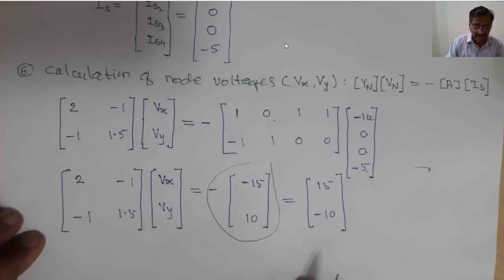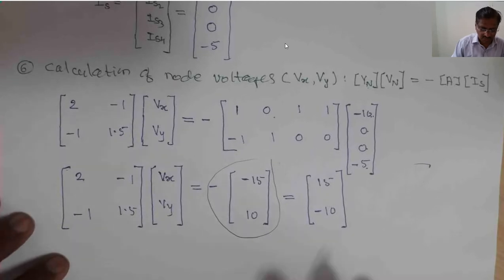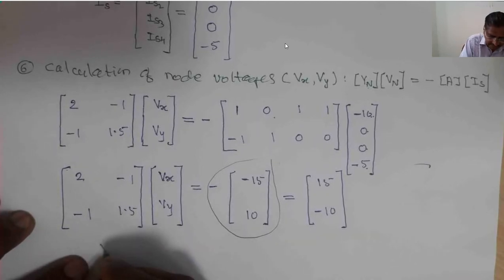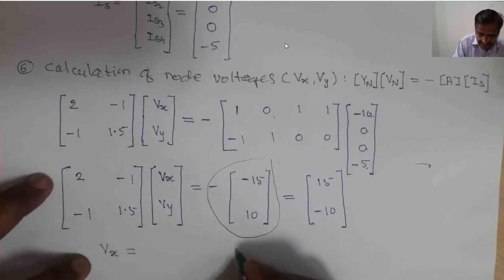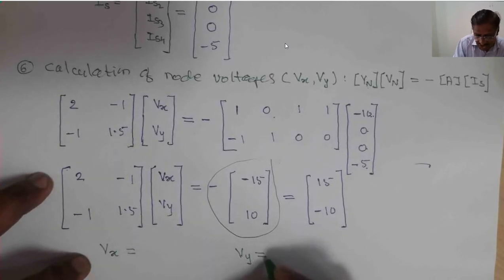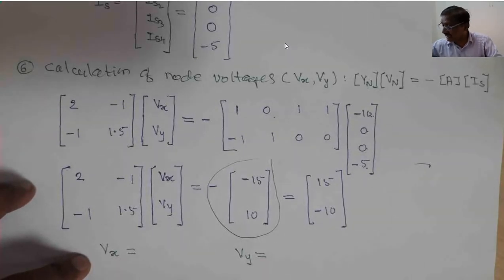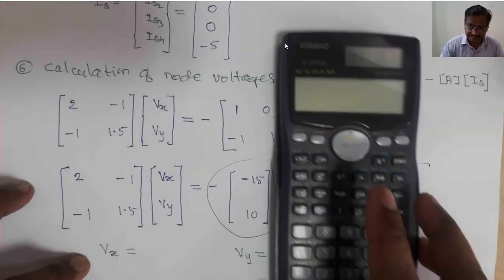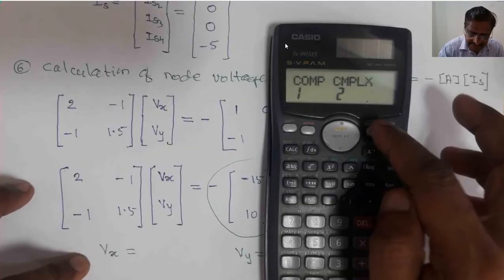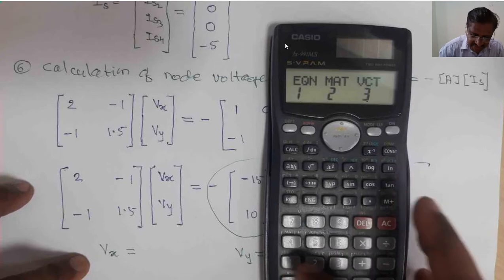In this case we have two equations and two unknowns. We can use the calculator to find the value of the potential Vx and the value of the potential Vy. If I am using the calculator, I will shift it to the equation mode.